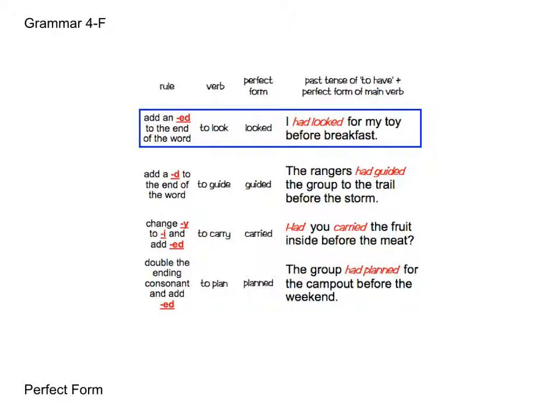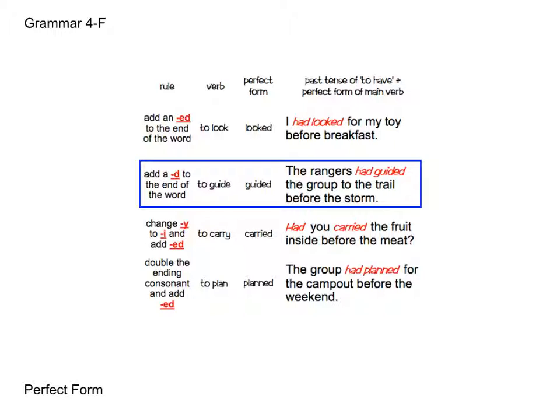So the first one, just add an ed to the end of the word. Super easy. We've known that for a while, since Grammar 1 really. So our example here is to look, which in perfect form or in past tense would be looked. So our example sentence is, I had looked for my toy before breakfast. Notice that looking for the toy occurred before breakfast, which happened in the past. And so that's what we mean when we use past perfect.